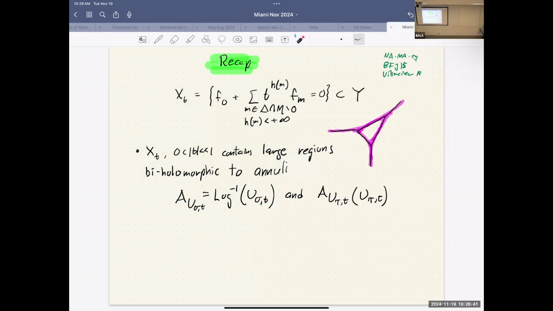A very small recap of last time. So we began by looking at these families of Calabi-Yau toric Fano manifolds. And then we talked a little bit about these amoebas and how they approximate these toric varieties.